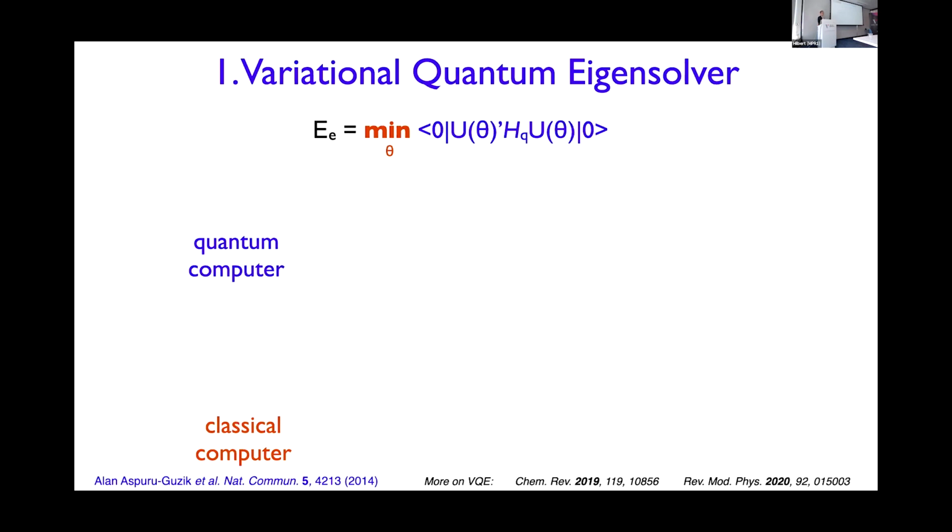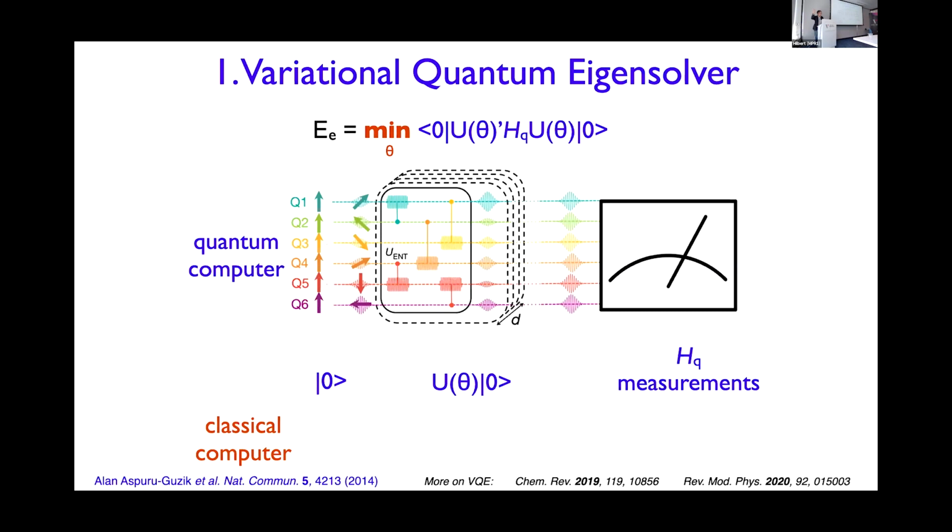Now, the first algorithm, which many of you have probably seen, and the creator of the algorithm is here, Alán, is essentially very simple. It's based on the variational principle, which says that you cannot miss the exact ground state energy if you go with your trial functions. The expectation value of the Hamiltonian will always be above the true ground state.